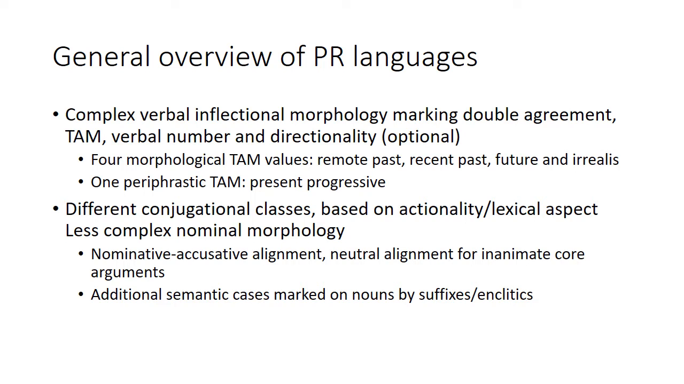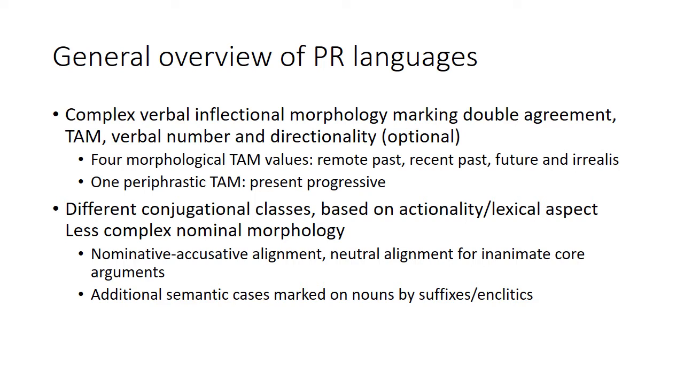Verbs are marked for verbal number, also known as pluractionality, and they are optionally marked for directionality. Within the tense, aspect, mood sphere, there are 4 TAM values that are marked via morphological inflection and 1 that is marked periphrastically. The remote past, recent past, future, and irrealis are marked with a combination of prefixes and suffixes on the verb. However, the present progressive is marked using a complex predicate construction, which we'll be discussing today.